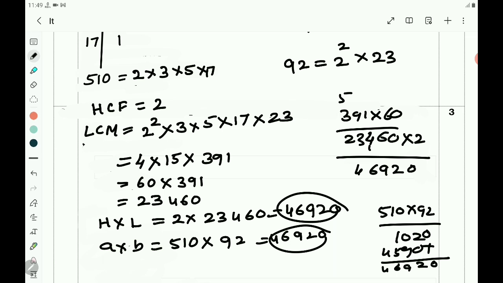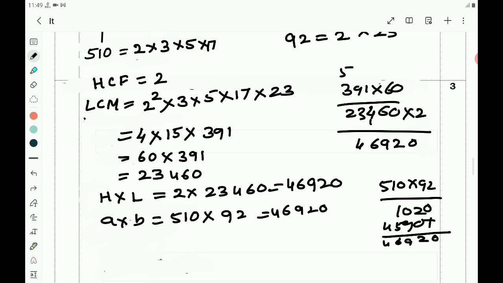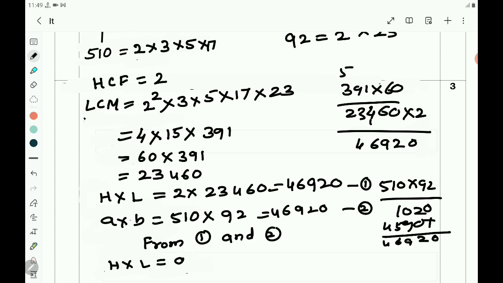H into L and A into B, you got the same answer. So you take, this is first, this is second. From first and second, what you can write? H into L equals A into B. HCF and LCM of two numbers is equals to product of those two numbers.